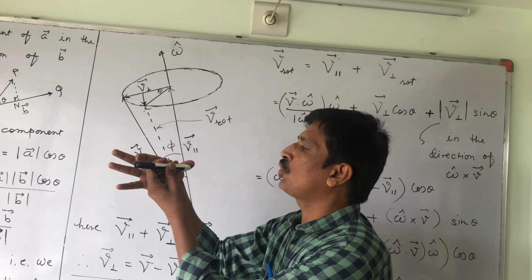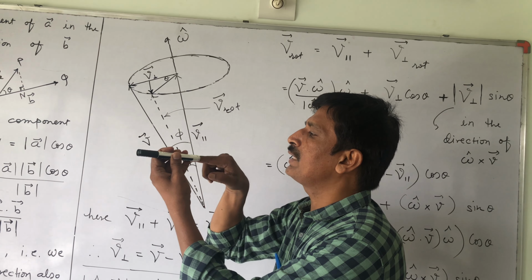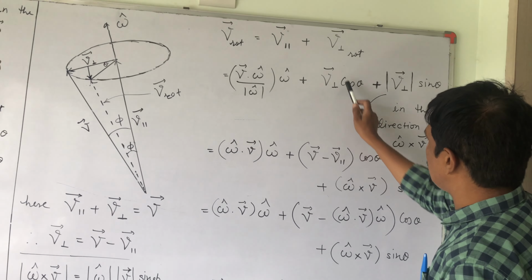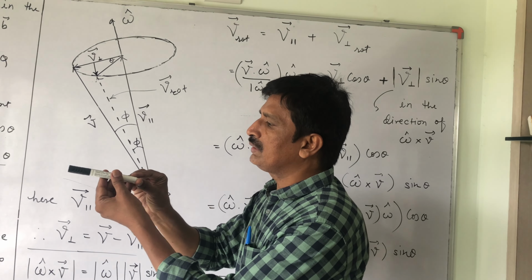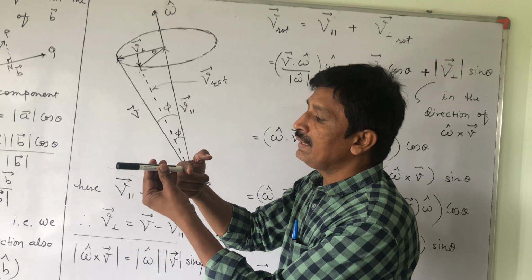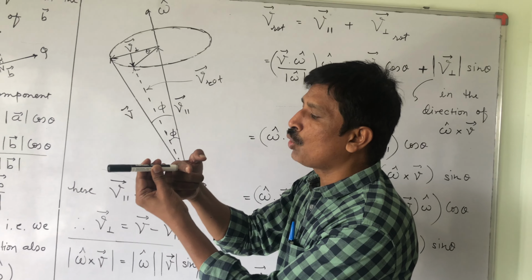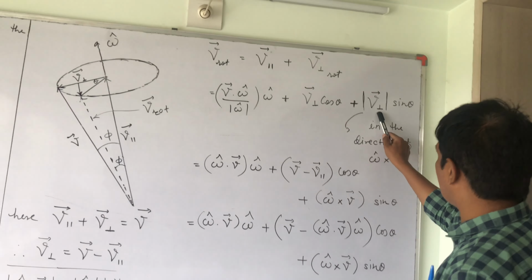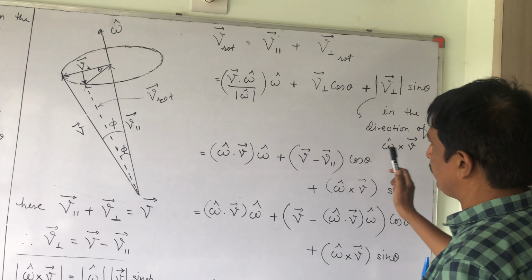This one is V perpendicular cos theta, and this one is V perpendicular sin theta. V perpendicular cos theta is in the direction of the original V perpendicular, so it gives direction also. But after rotation, this one, V perpendicular sin theta, is given by magnitude, and it is not in the direction of the original. It is in the direction perpendicular to omega cap as well as V. So we put mod of V perpendicular into sin theta, but we require direction.